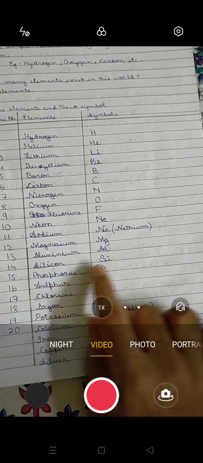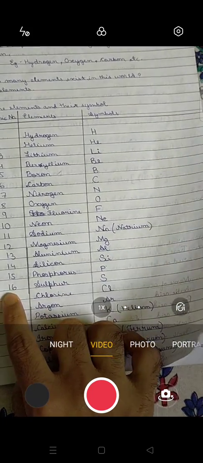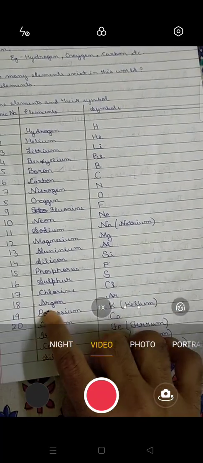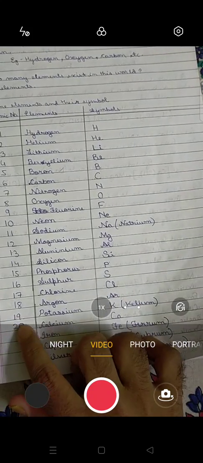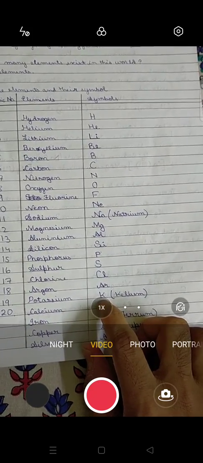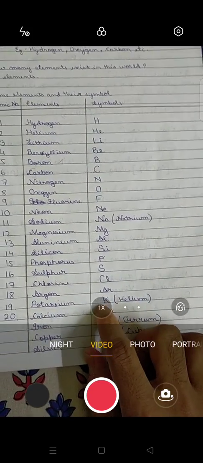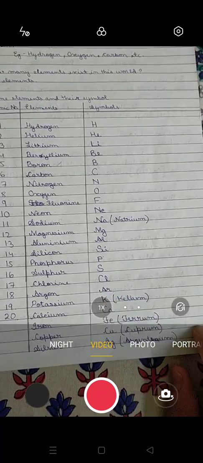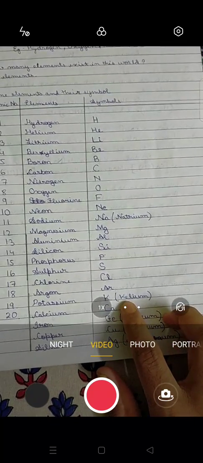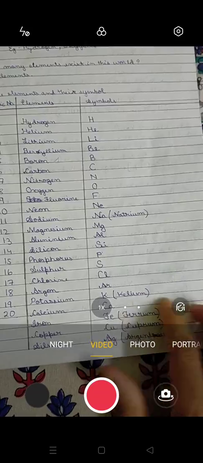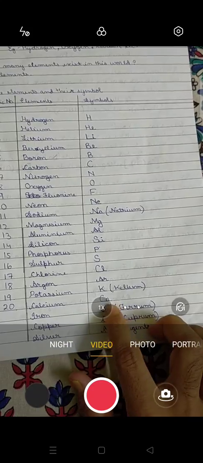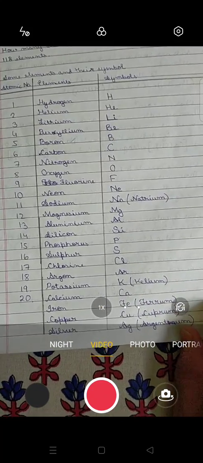Number 15 is phosphorus, capital P. 16 is sulfur, capital S. 17 is chlorine, Cl. 18 is argon, Ar. 19 is potassium, taken as K. I told you already that symbols are taken from the scientific name. The scientific name of potassium is kalium, so that has been taken as K. Number 20 is calcium, that is Ca.